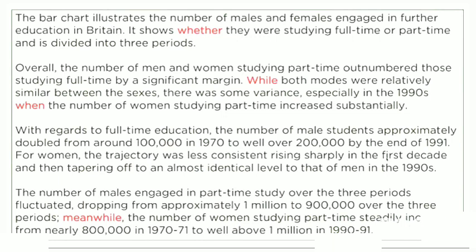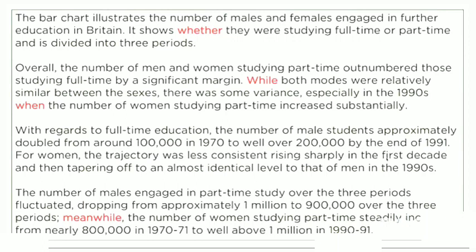Now coming to BP1, with regards to full-time education, male students approximately doubled from around 100,000 in 1970 to well over 200,000 by the end of 1991. For women, the trajectory was less consistent, rising sharply in the first decade and then tapering off to an almost identical level to that of men in the 1990s.